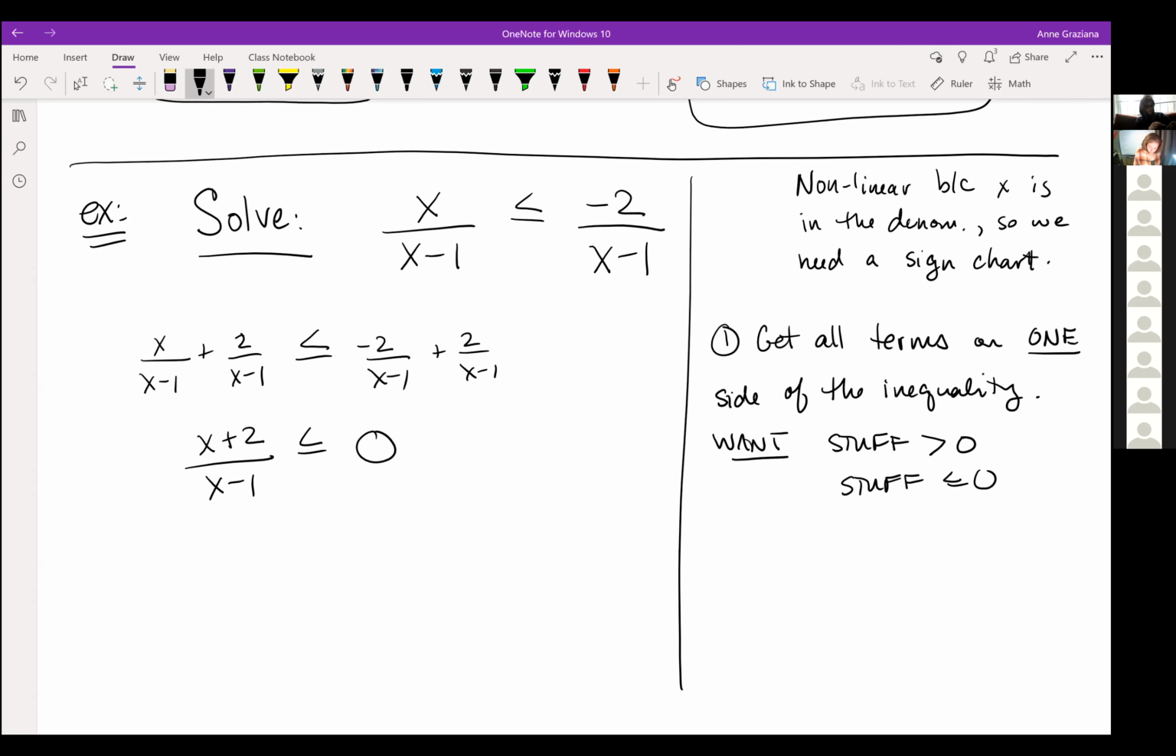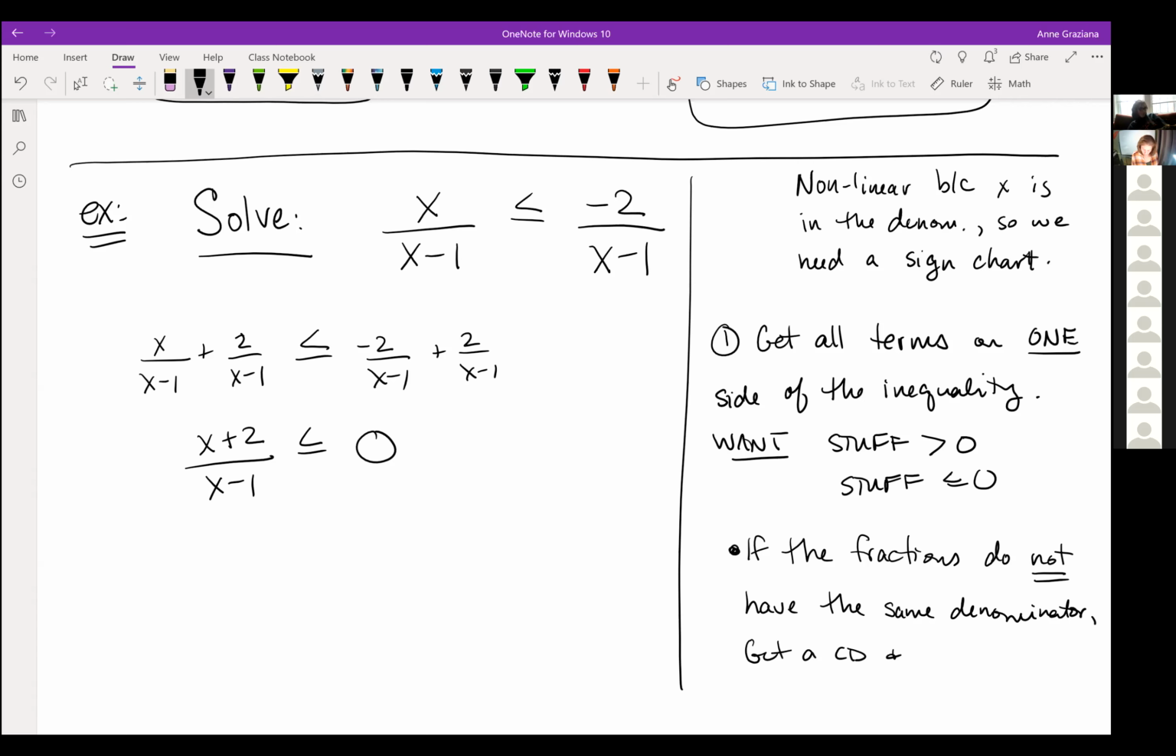If the fractions do not have the same denominator, I guess this is more like a bullet point rather than a step, get a common denominator and combine into one fraction. We'll probably get to one like that tomorrow. I don't think I'll get one in like that today. But that's what we did before anyhow.